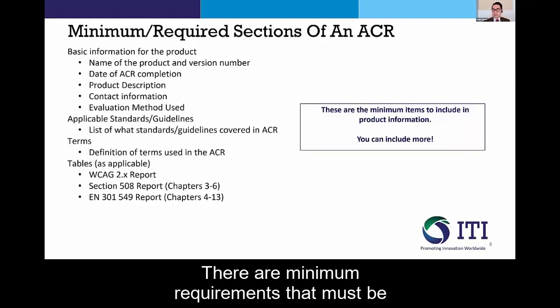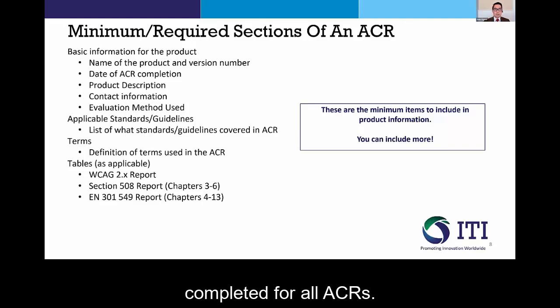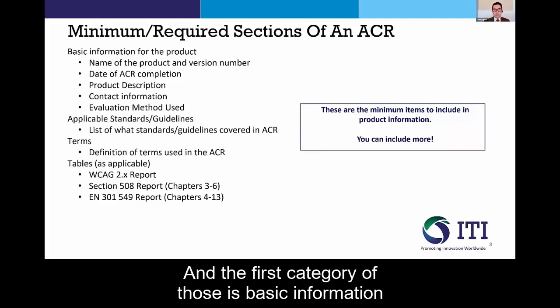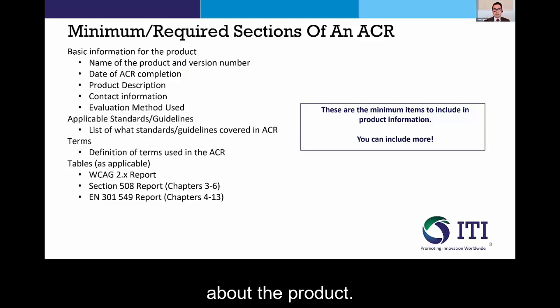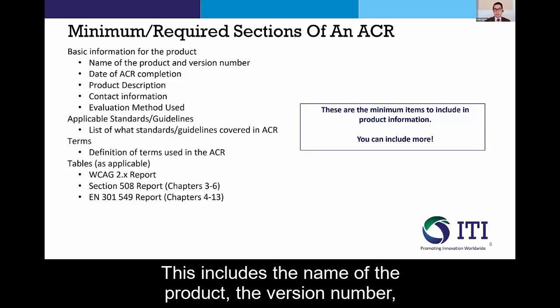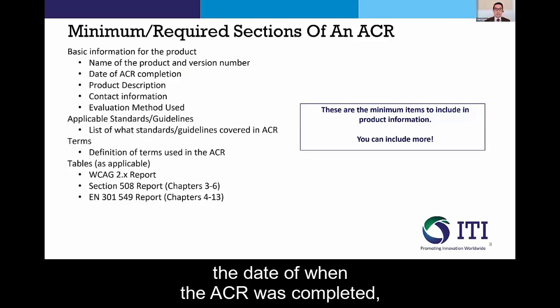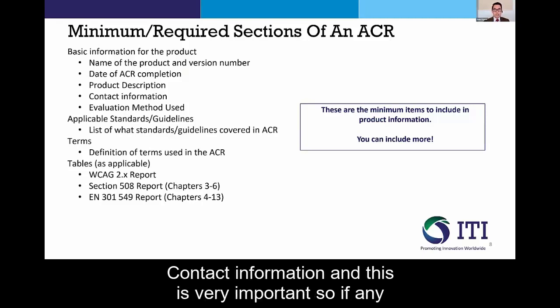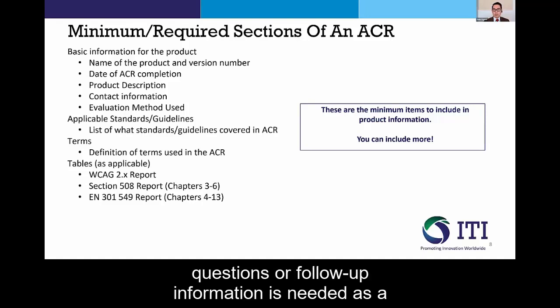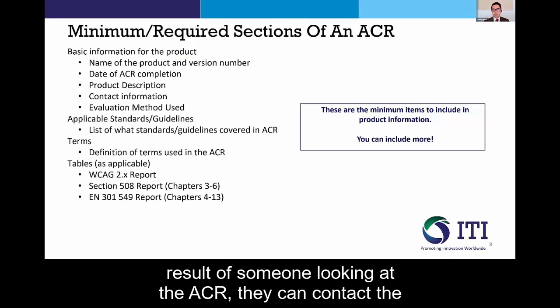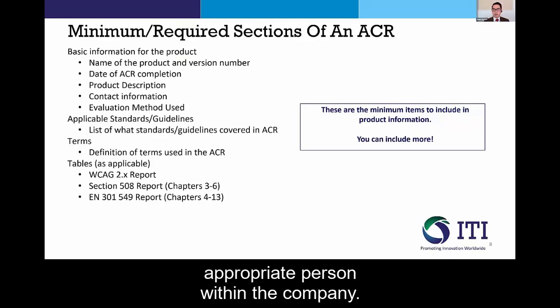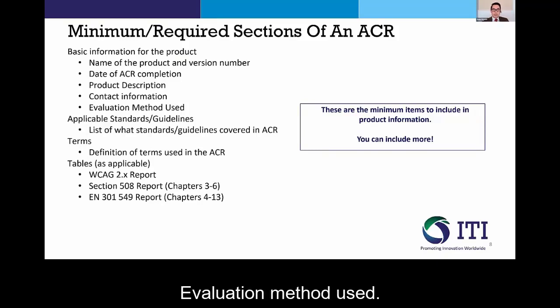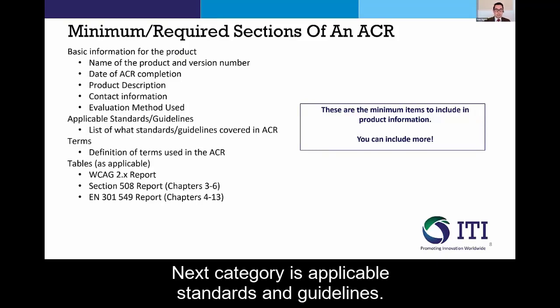There are minimum requirements that must be completed for all ACRs, and the first category of those is basic information about the product. This includes the name of the product, the version number, the date of when the ACR was completed, a product description, and contact information. This is very important, so if any questions or follow-up information is needed as a result of someone looking at the ACR, they can contact the appropriate person within the company. Evaluation method used.